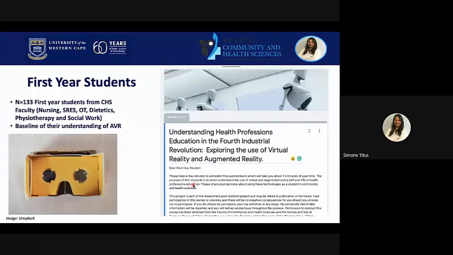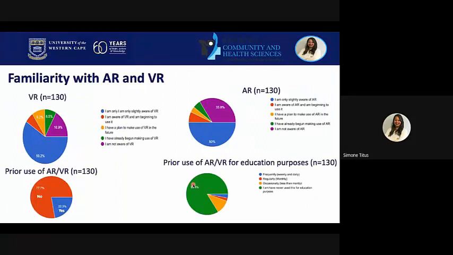And so when I looked at our first year students, all I wanted to do at this point was to co-construct the learning environment with the students. What I'm going to be presenting to you is just the first step in terms of what are students' perceptions and what is their understanding of AR and VR. So really this is just a sort of baseline of students in the CHS faculty. 133 students responded to a questionnaire from nursing, sport, recreation and exercise science, occupational therapy, dietetics, physiotherapy, and social work. So this is what they were saying.